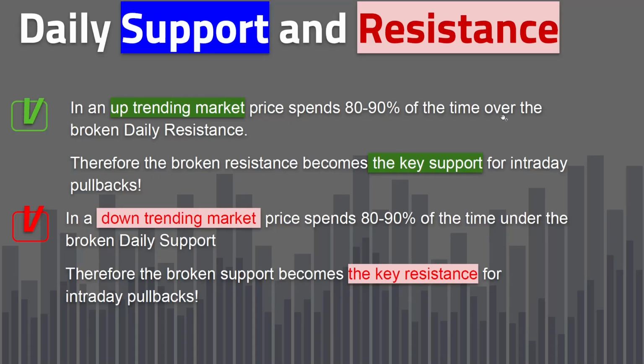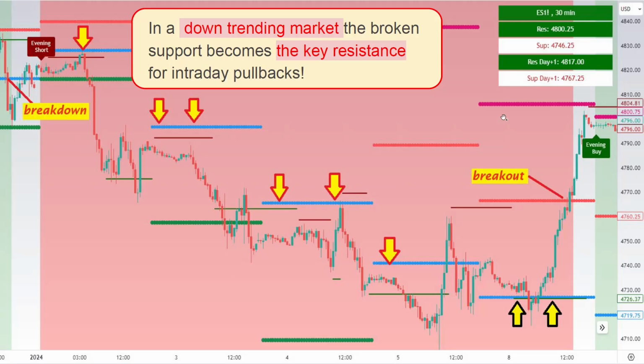So in an uptrending market, price spends 80 to 90% of the time over the broken daily resistance. In a downtrending market, price spends 80 to 90% of the time under the broken daily support. So this is a great example. Remember, in the previous slide I showed you when the trend changed from the long one, the green one, to the red one, from the bullish to the bearish. On the first day of January 2024, we got a great evening short setup, and look what happened then.